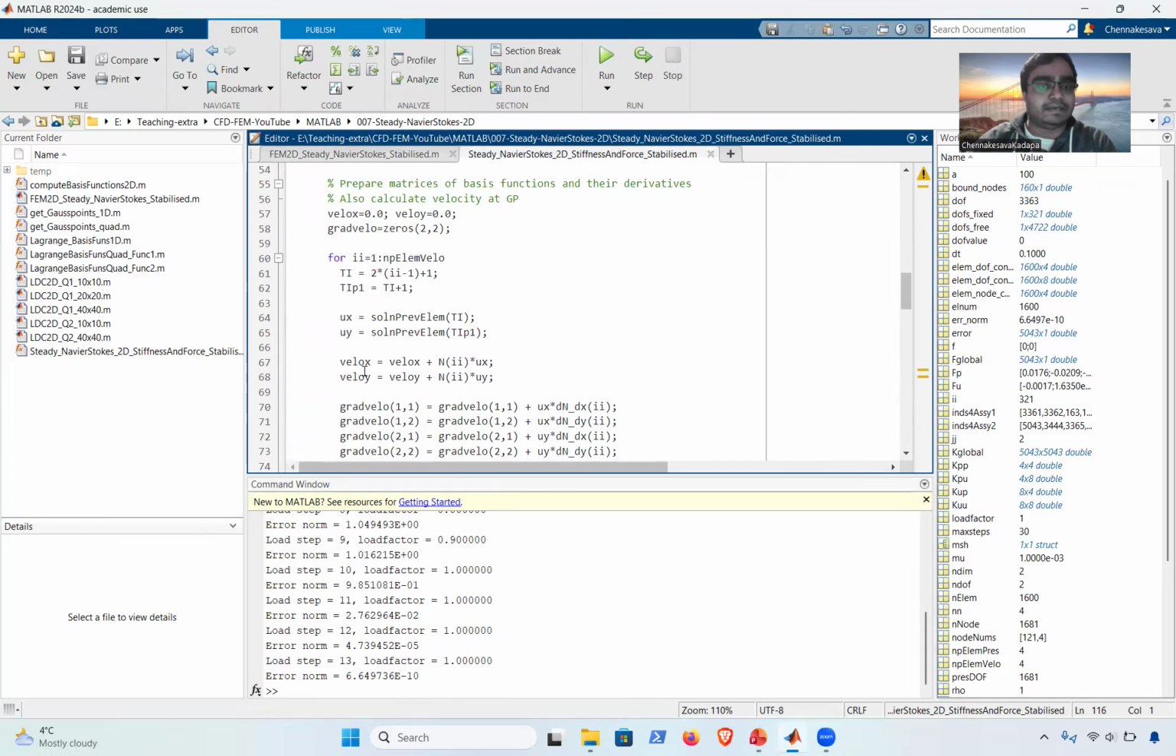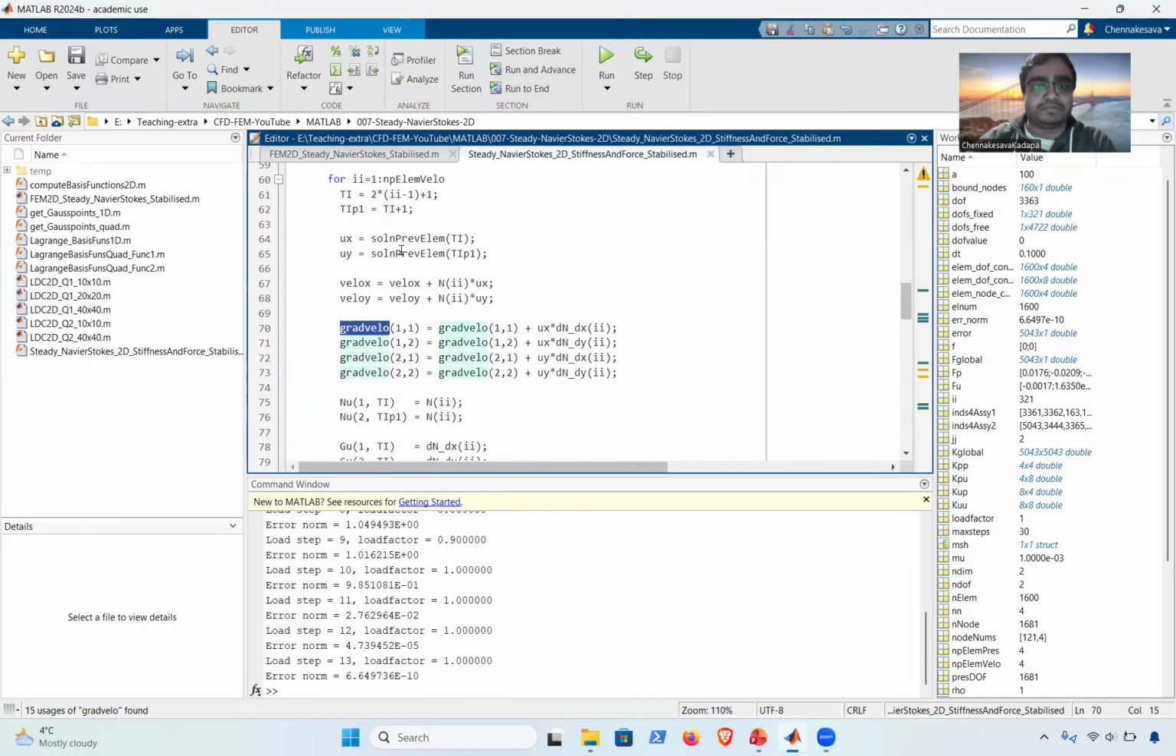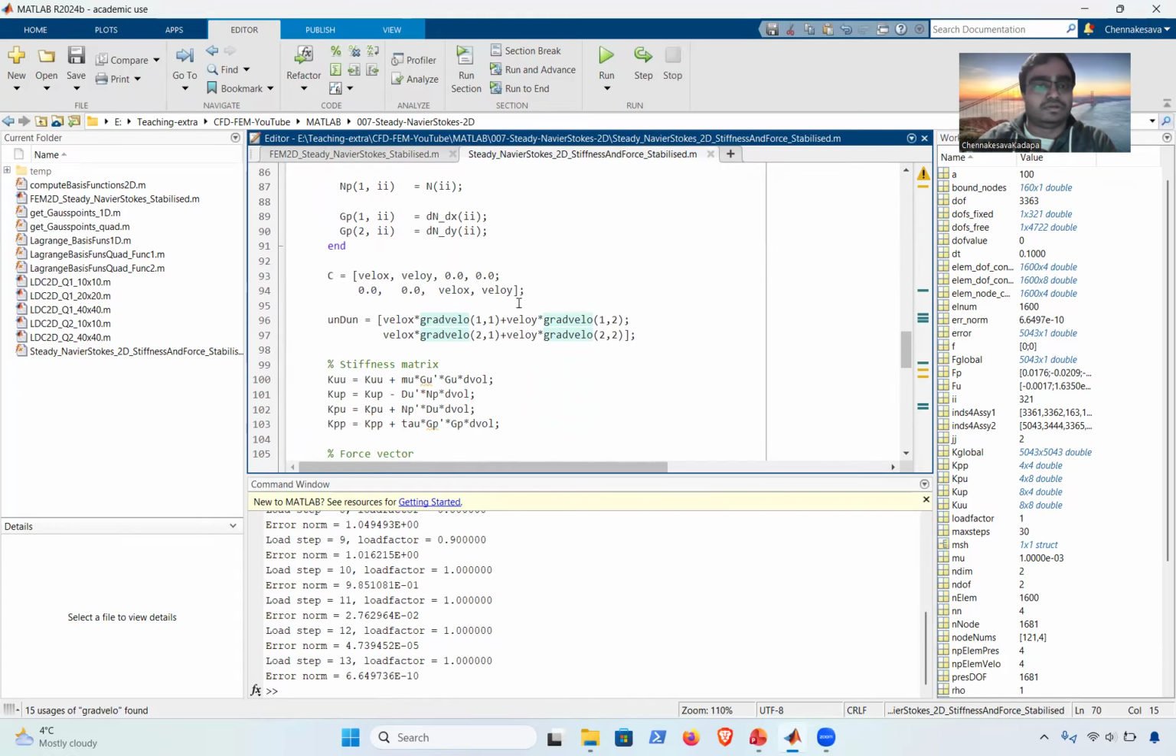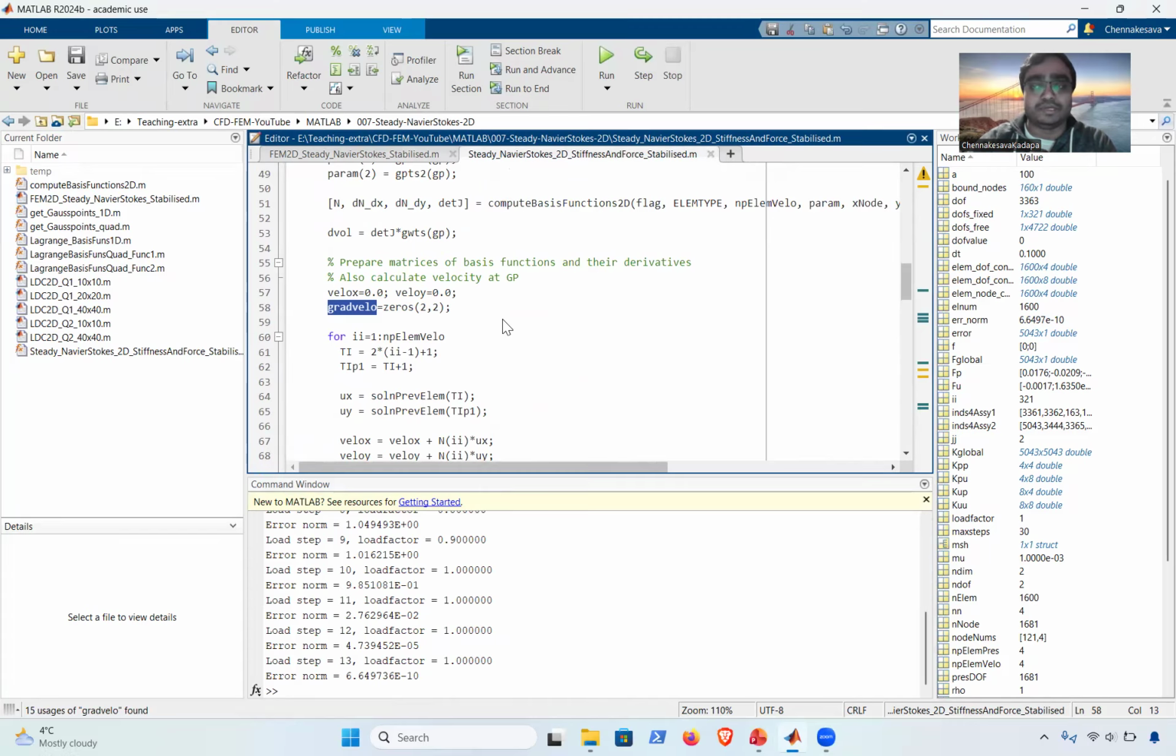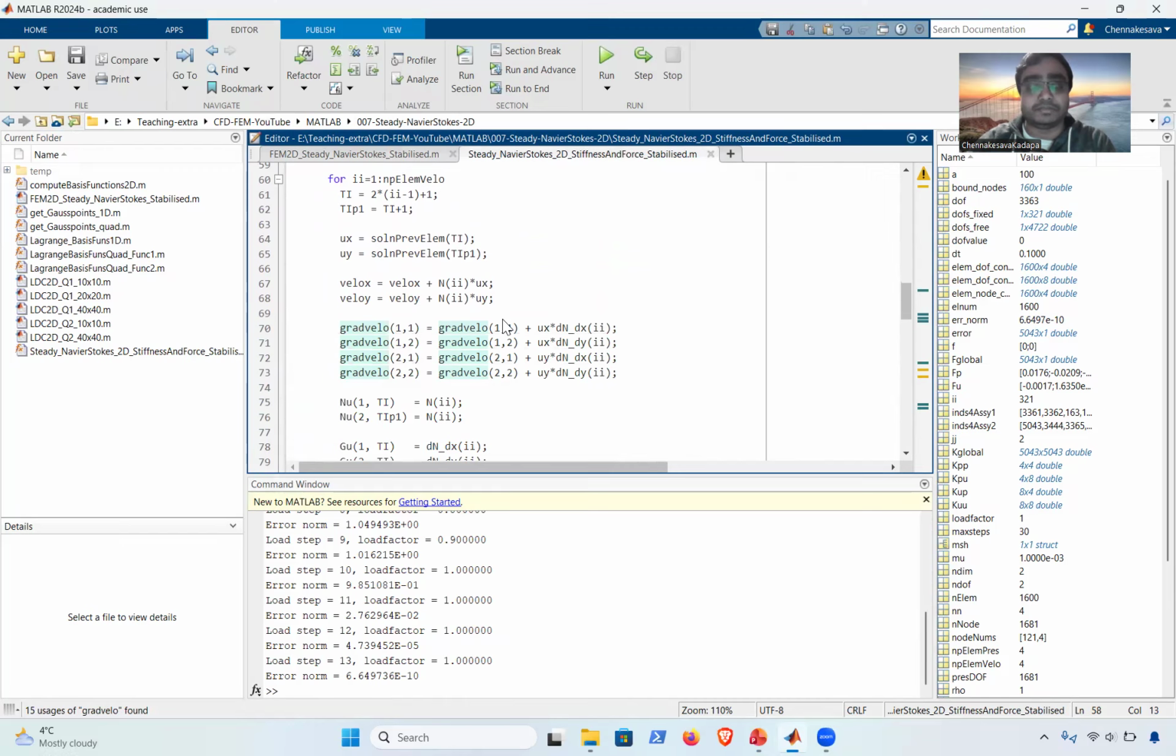Okay, so we calculated the gradient of velocity from the previous velocity. So that is already a 2 by 2 matrix, so we don't need to create any additional variable.